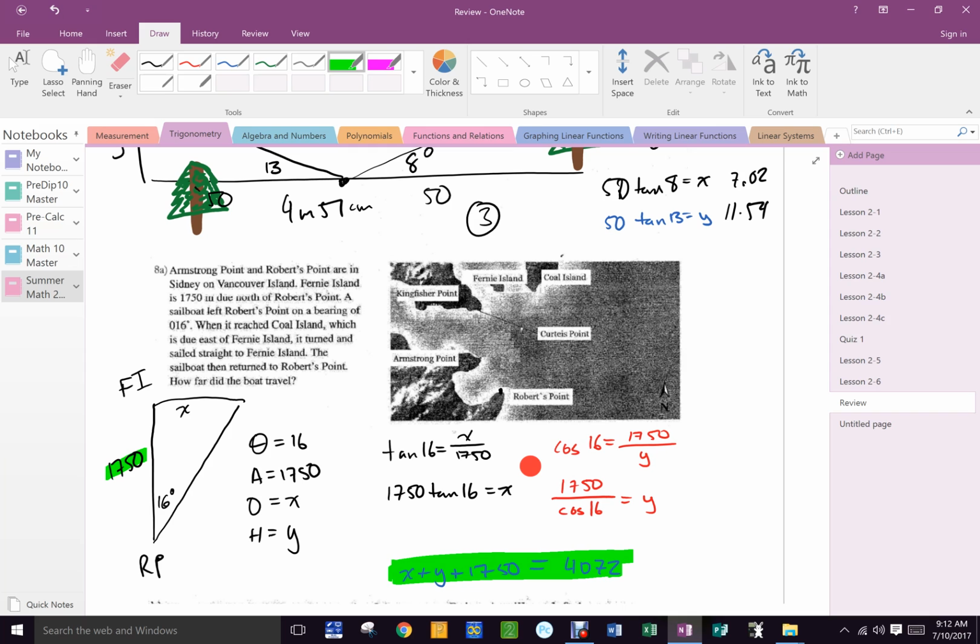So you have to start paying attention now while we practice, while we look at our calculator. Can you tell me how long x is? By doing 1750 times tan 16. Is that what you did? Okay, so how long was x?